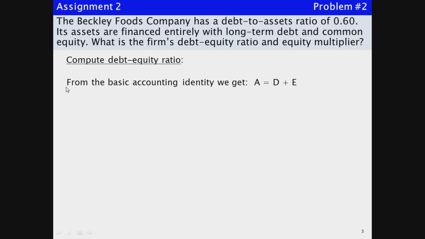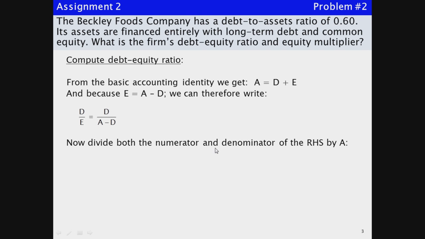And the answer is yes, and we start with the basic accounting identity. Simply write assets equal debt plus equity. Instead of liabilities, I'm just putting debt. We're assuming debt's the only liability. Now we can subtract debt from both sides, and we can write equity equals assets minus debt. Therefore, I can write that the debt-equity ratio is D over, instead of E, A minus D. So D over E is equal to D over A minus D.